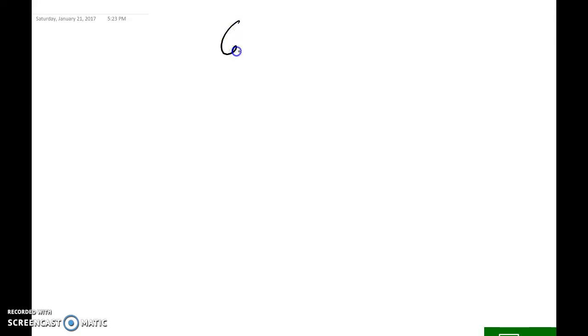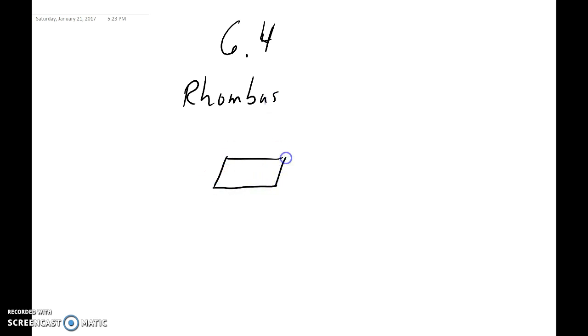All right, we're still on section 6.4. In our last video we talked about rectangles. Now we're going to talk about a rhombus. Just like with a rectangle, a rhombus is a special parallelogram. So just to reiterate, that means a rhombus has every single trait of a parallelogram.